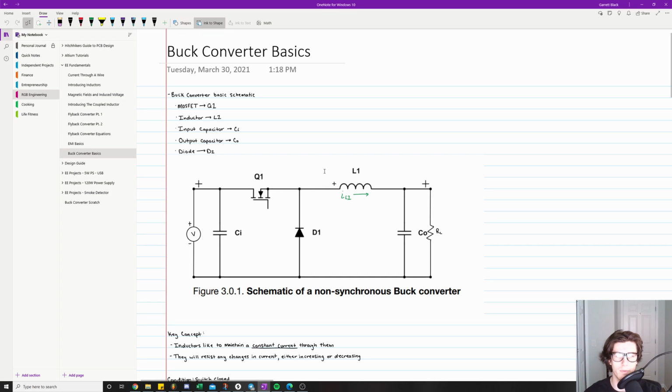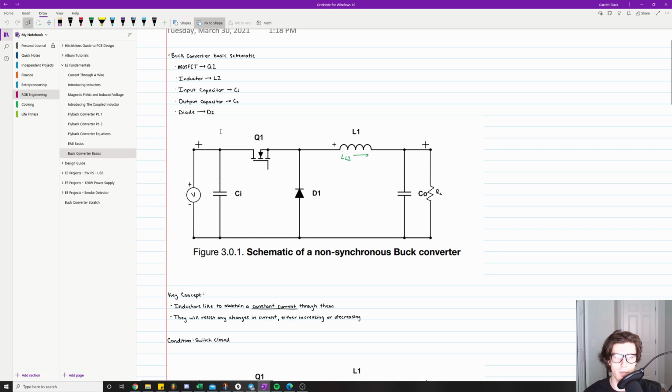Like I mentioned, the idea is this is going to be like a 24 volt source, and then we can drop it down. The voltage across the load right here could be something like 5 volts, 3.3 volts, whatever you want it to be. So the key concept for understanding how this thing works is it's based entirely on the inductor right here. All these elements are working to let this inductor do its inductor thing, basically.